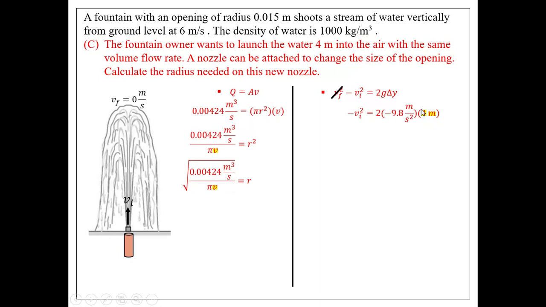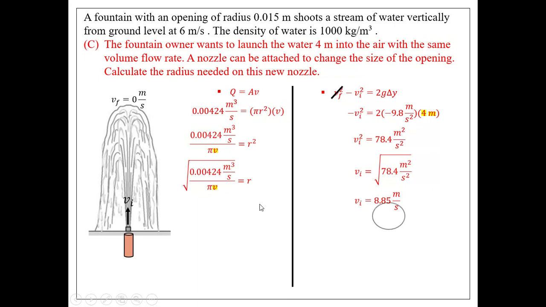And then what's delta Y? Delta Y is going upwards, so that's going to be 4 meters, which is given in the statement in part C. So if you clean this up, the negative signs cancel out because there's a negative sign on the left, negative sign on the right. So VI squared is going to be 78.4, and then we need to square root that to get VI by itself. So if you square root 78.4, you get 8.85 meters per second. So how fast does this water have to shoot out? It has to shoot out at a rate of 8.85 meters per second.